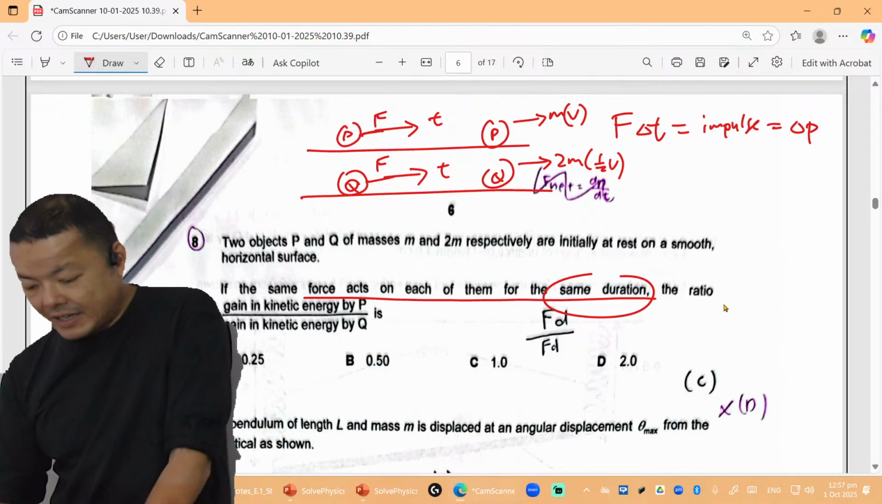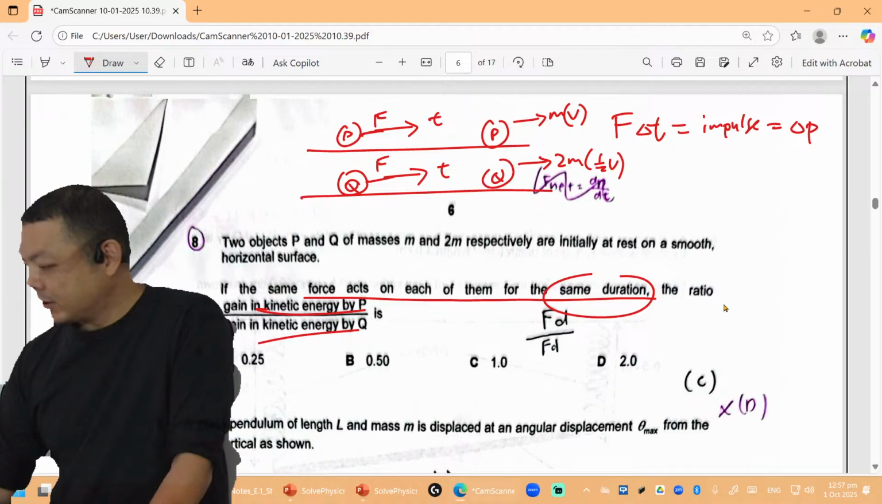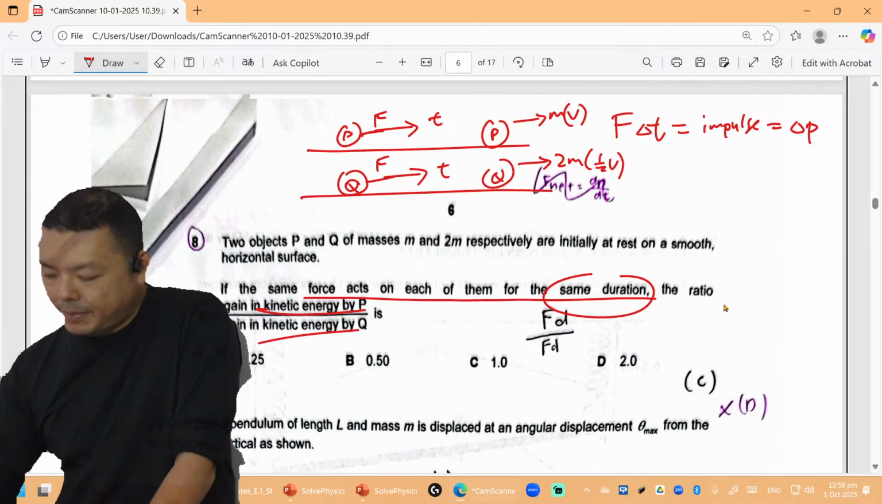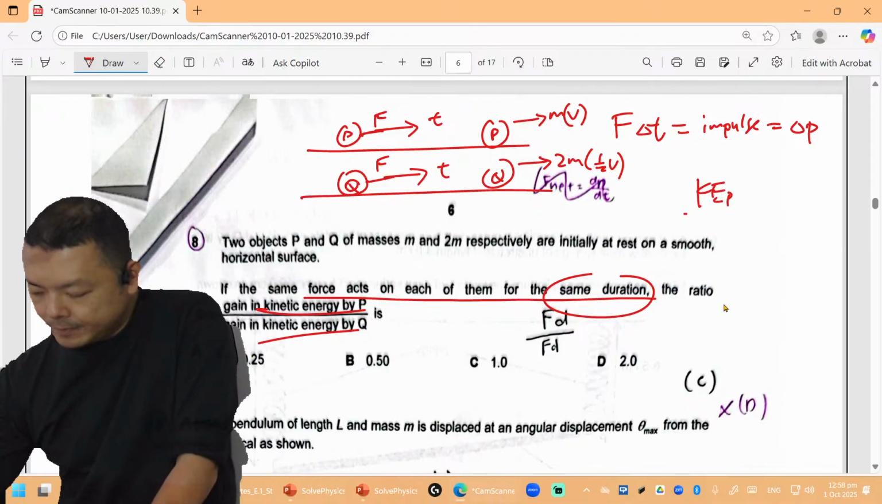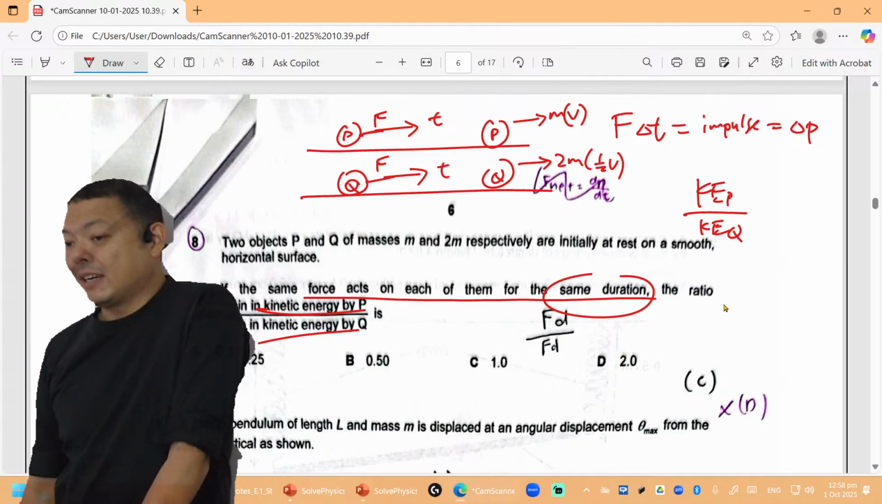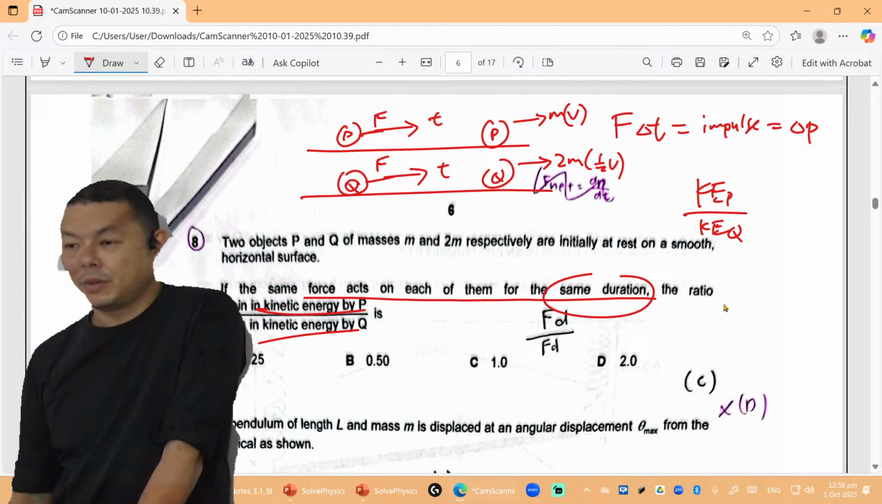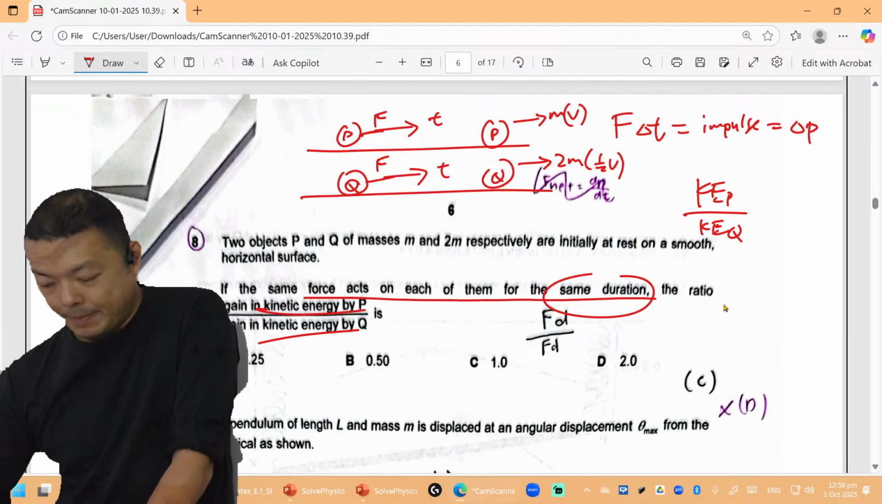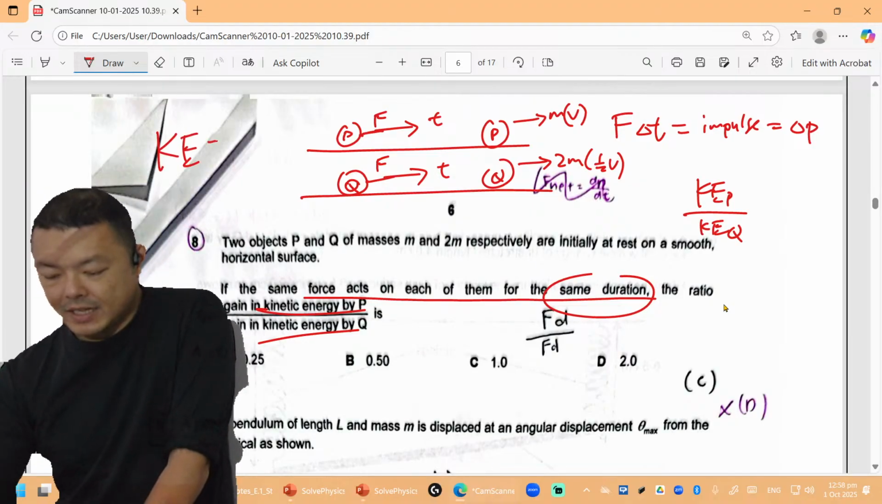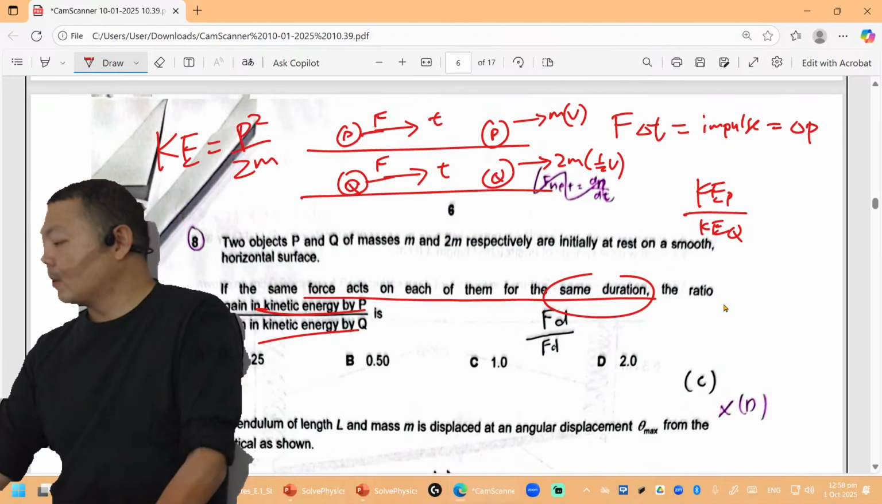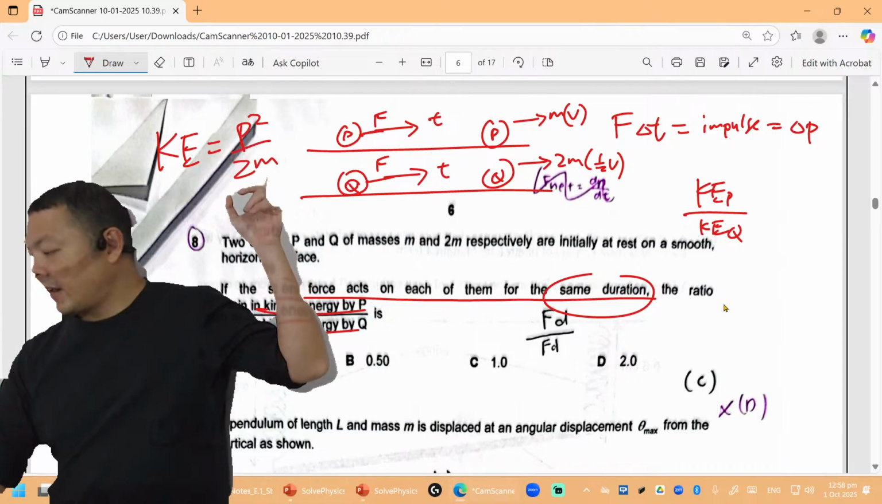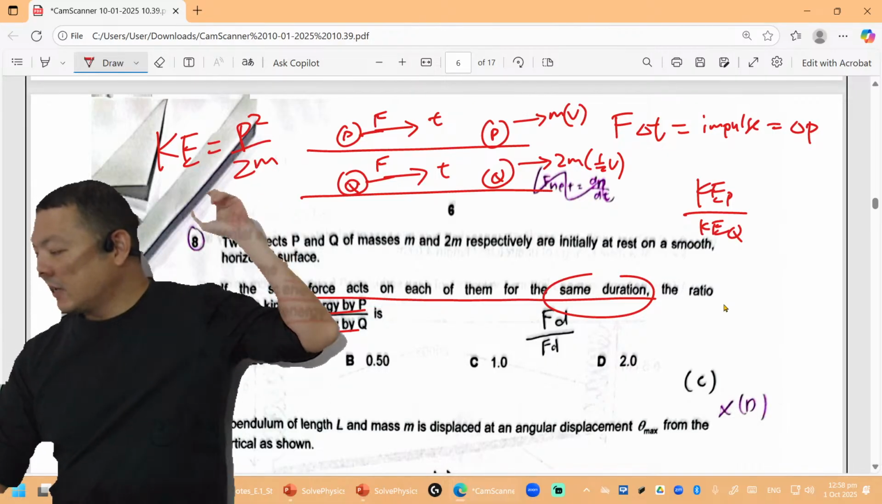And then on top of that, they want you to talk about the gain in KE by P over the KE by Q. Is there a shortcut to connect the kinetic energy to momentum? Is there a formula for that? KE equals p squared over 2m. This is one of the equations that a lot of students always forget. If you have the momentum of the object, you can square it and then divide it by its mass times 2. Then that's the KE.